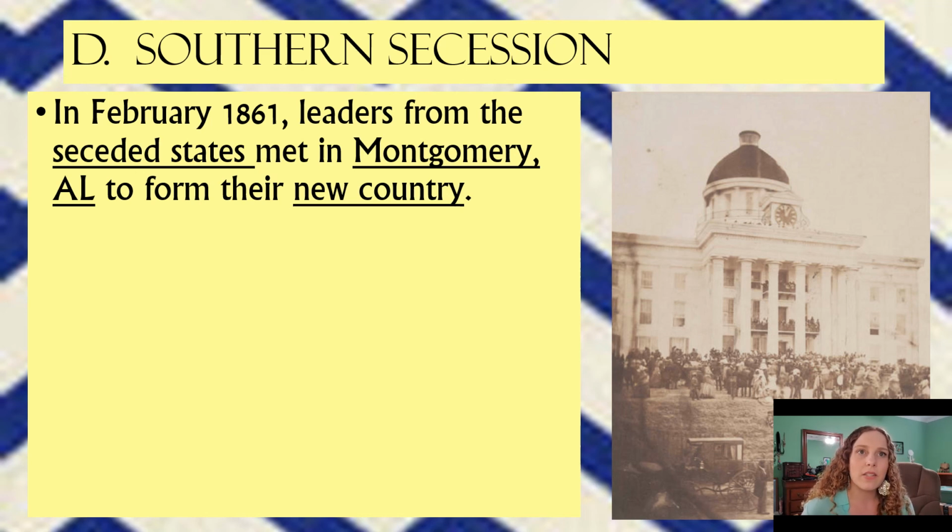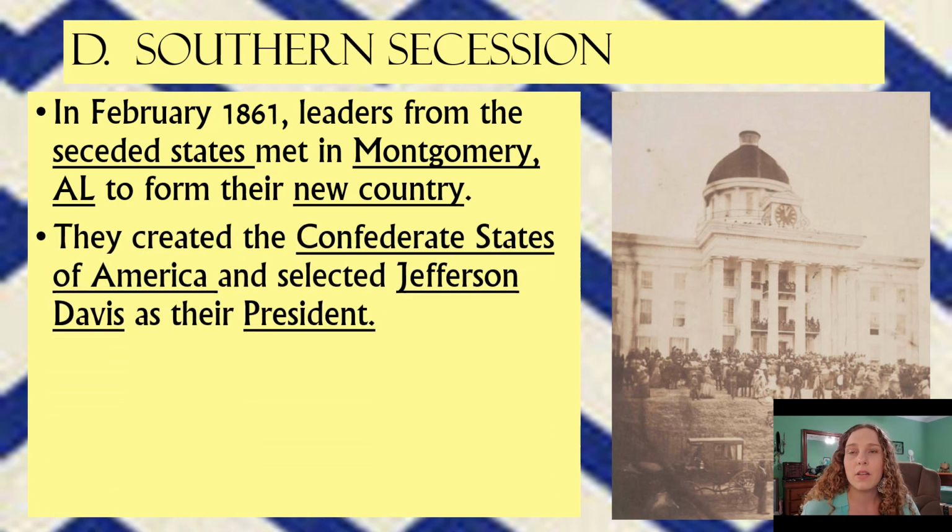This picture here on this slide, this is the Alabama state capitol, taken on the day that the Confederate president was inaugurated. But they meet there to form their new government, their new country, which they call the Confederate States of America, or the Confederacy, and it is a confederation.